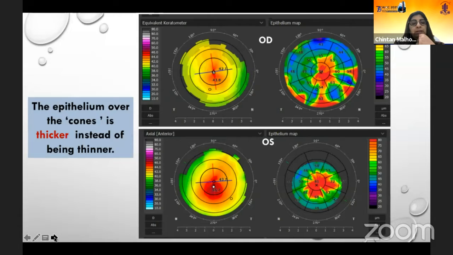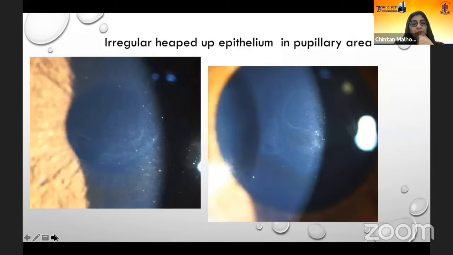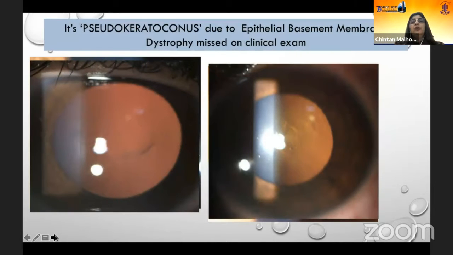And now the epithelium. It's not that we go in this order, but just to demonstrate, the epithelium over the cones was thicker, whereas if it was a case of ectasia, we would expect it to be thinner. And if you look at the cornea, there's irregular heaped up epithelium in the pupillary area. This was basically a case of pseudokeratoconus due to epithelial basement membrane dystrophy, which the initial ophthalmologist had missed. So just to show that sometimes when you are confused or you miss certain findings, which one actually should not, this can come to your rescue.